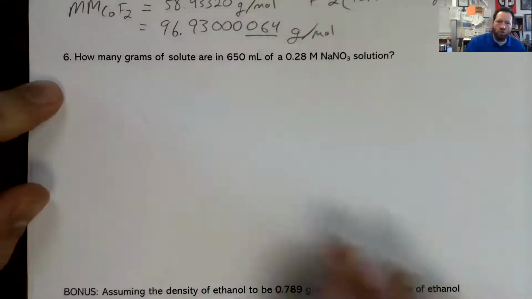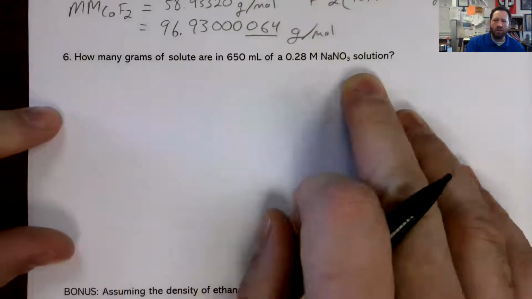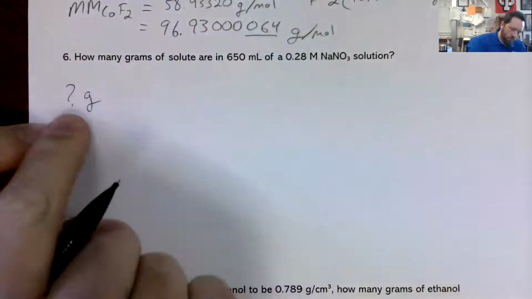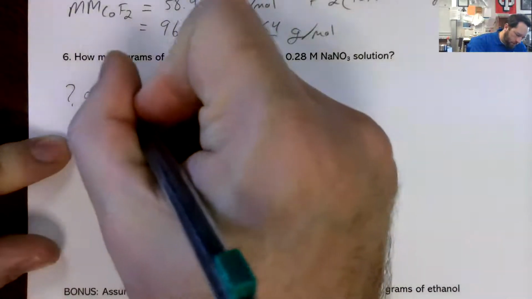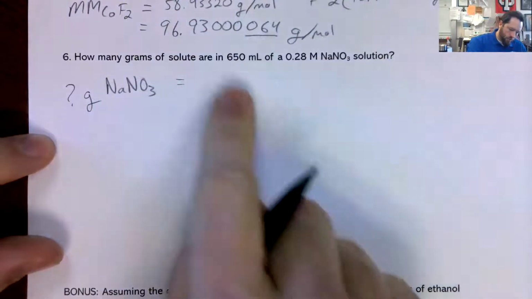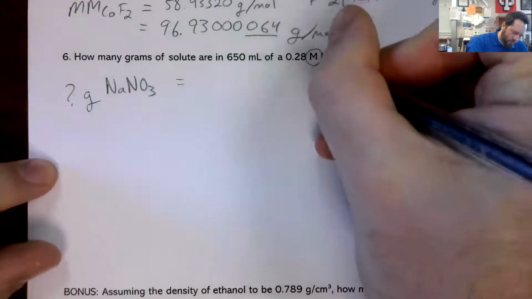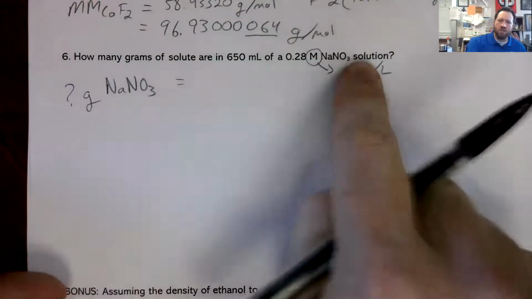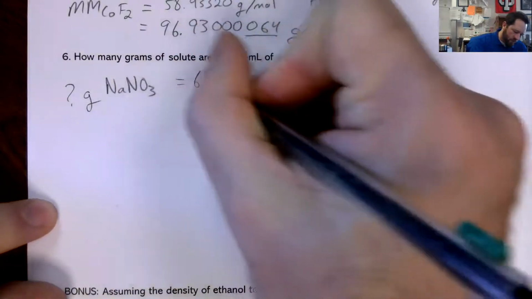How many grams of solute are in 650 milliliters of a 0.28 molar NaNO3 solution? Cool. It's nice when they tell you exactly what they're looking for. How many grams? We're looking for NaNO3. So how much of this material is in 2 values? But look at that big M. That big M means moles per liter. That's a double unit right there. I want to work with the number that has just 1 value in it.